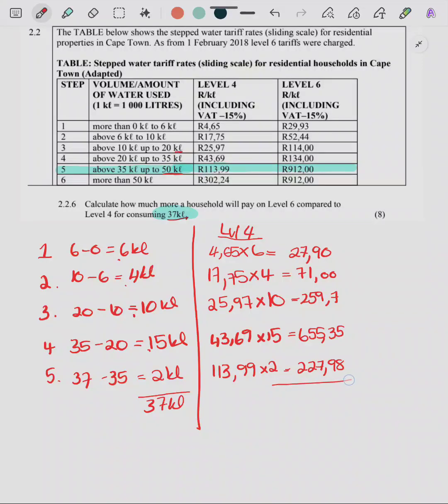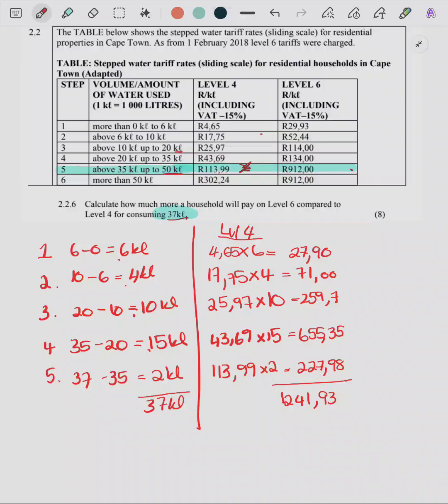Okay, there we go. And then I'm going to add all of these values together. Remember, the big thing with step tariffs is to remember we're not just doing one step. We're not just going to go to step number 5 and times 113 by 37. We actually need to break it into separate steps. So I got all my steps, I add them all together on a calculator, and I get 1241,93. Okay, that was level 4.